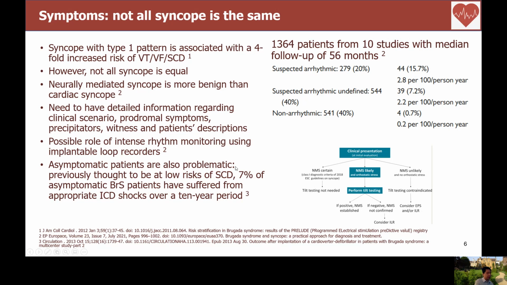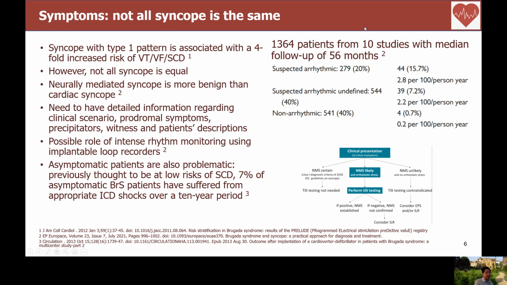Asymptomatic patients are problematic. Previously, we thought that they were low risk patients, but there are some studies that have shown that over a 10-year period there is a very significant 7% risk. So this is high enough for me personally. If I'm in the 7%, I would want an ICD. But of course, the risk-benefit needs to be discussed with each patient individually.